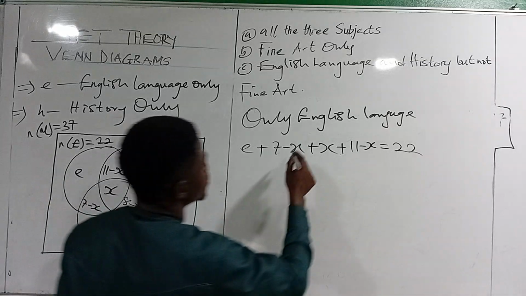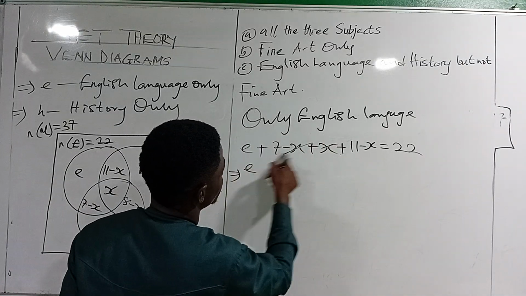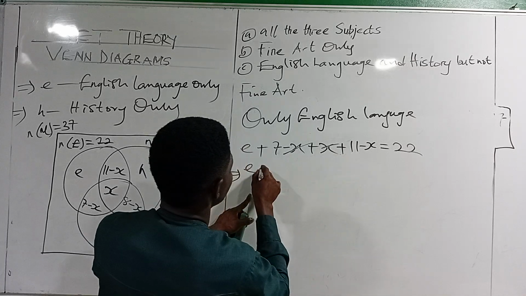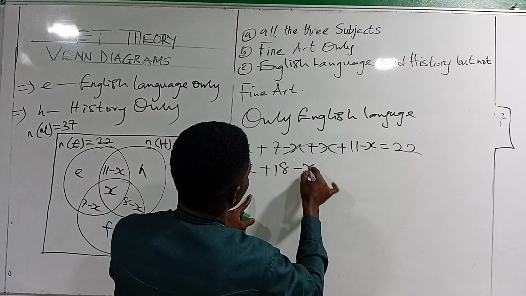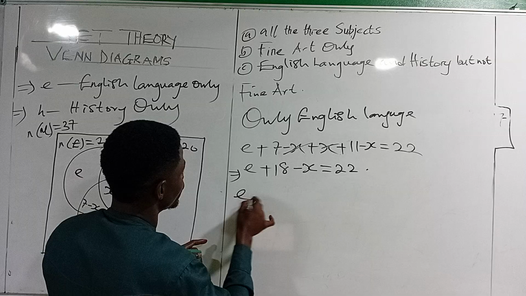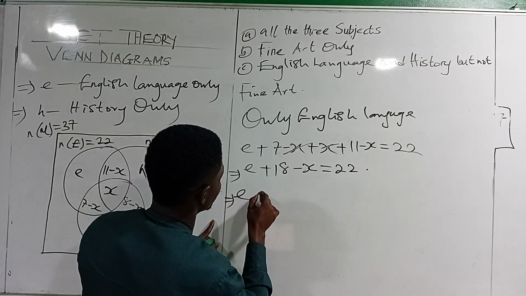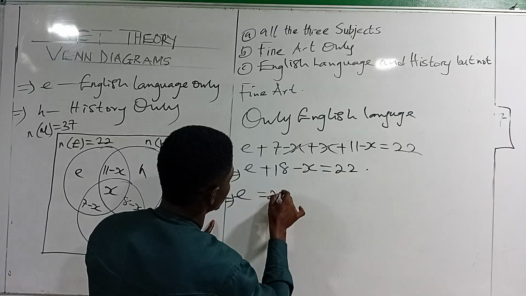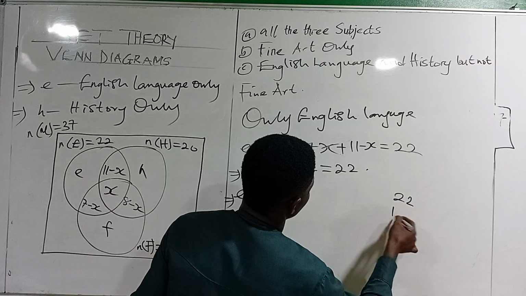Okay? Now, this one can cancel out. We have E, this plus this, that is 18 minus x, then equals what? 22. Then we have E, let's calculate only English now. We have E equals 22. Bring this one to the other side, we have minus, 22 minus 18.